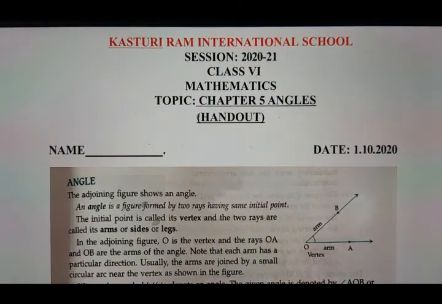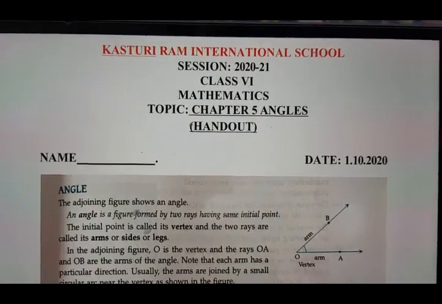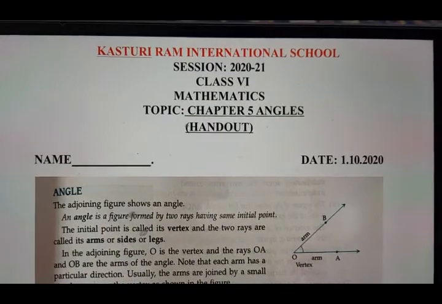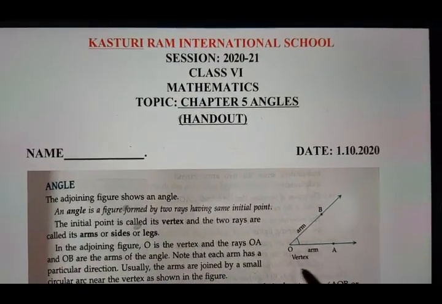Welcome back. So today we are going to start with angles. First of all, what is an angle? I mean, how is an angle formed? An angle is a figure formed by two rays having the same initial point.